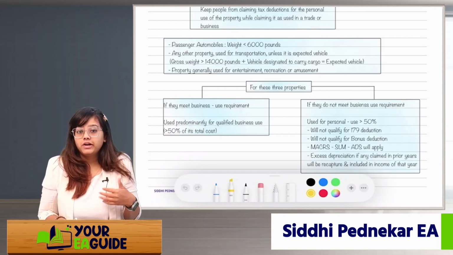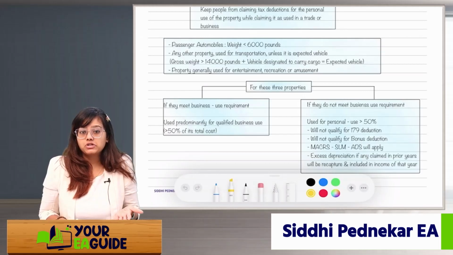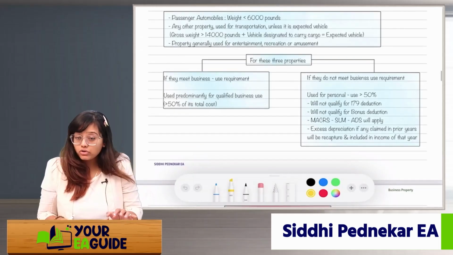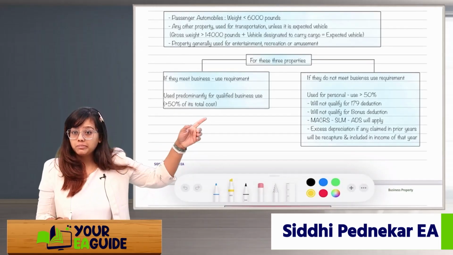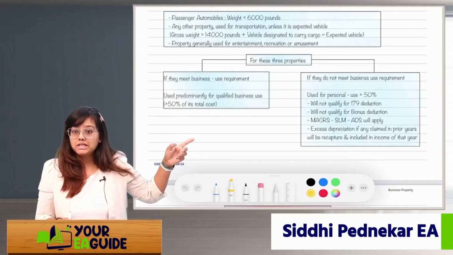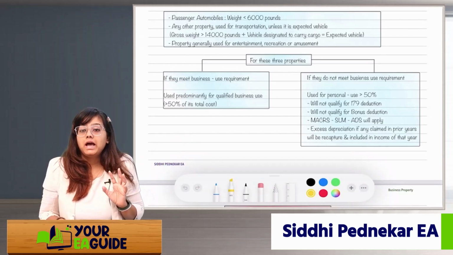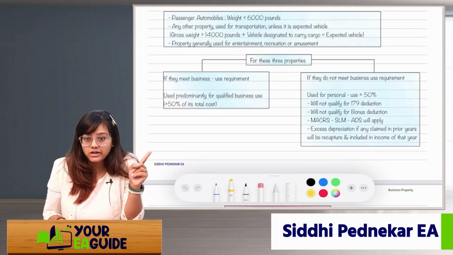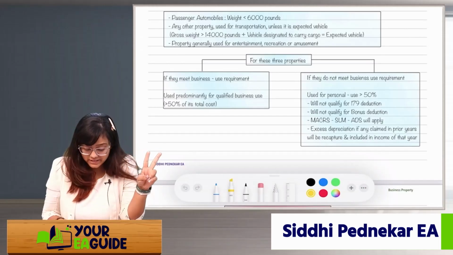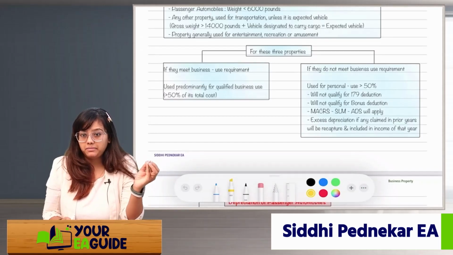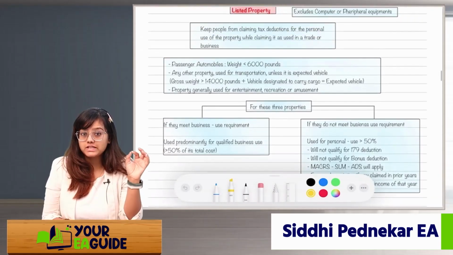It is qualified if it is used for more than 50% of its total asset in the business purpose. If they do not meet the business use requirement, meaning they are used for personal use for more than 50%, then what will happen? They will not qualify for the 179 deduction, they will not qualify for bonus deduction, and in the MACRS method only SLM ADS will apply. So this is the importance of listed property.